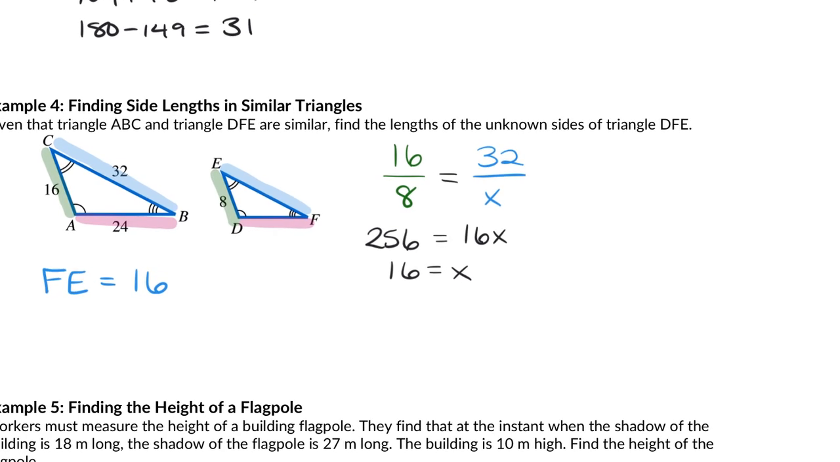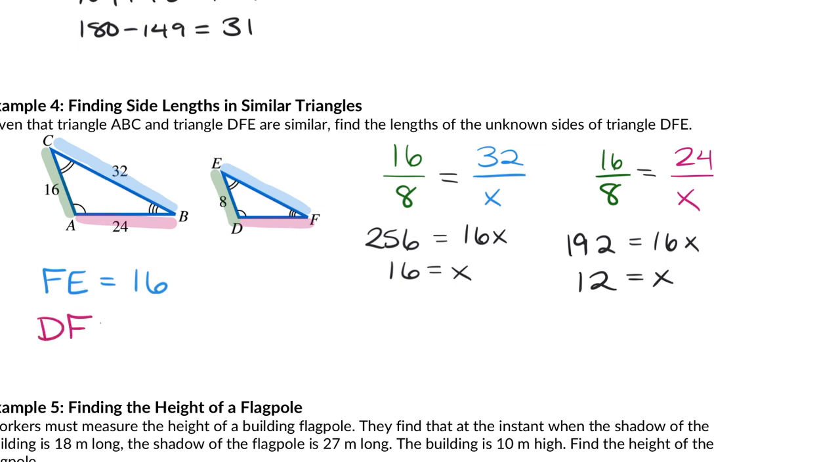We use this same process, same idea with the same given information, which is the green side, and then the pink side. So this is going to be 24 over x to solve for the pink side. 24 times 8, that's 192, equal to 16 times x. Divide by 16, that's 12. Which tells me that side DF is 12.